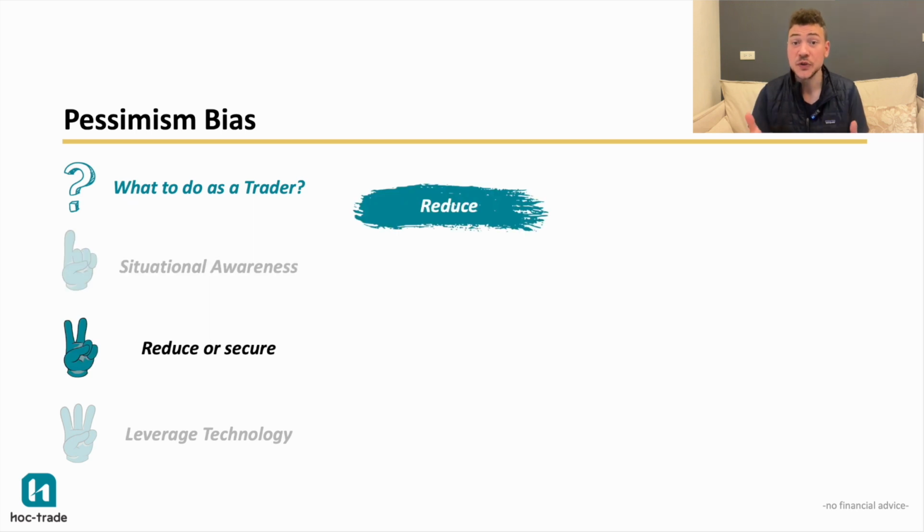Second, reduce or secure instead of close. As with any other trading bias, a sudden, complete shift in behavior is usually not helpful and sustainable, as trading is a complex system of technicals and psychology. A sudden change in one area will most likely also impact other parts of this complex system. Therefore, gradual adjustments are usually more beneficial. Think of it as a process instead of a one-time shift.